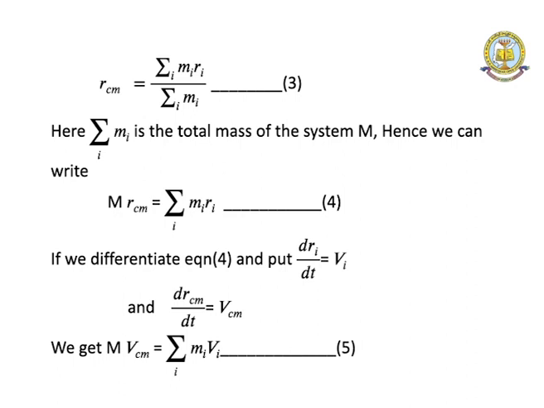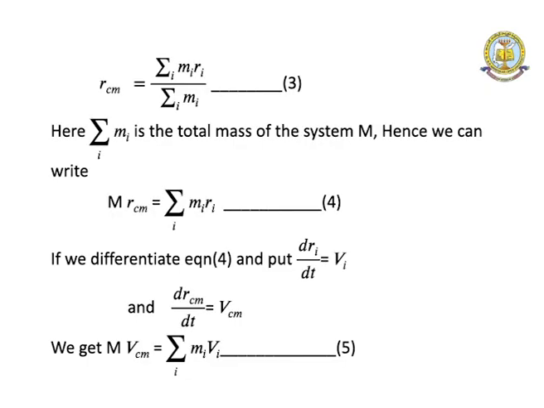So, rcm is equal to the summation of i equal to 1 to n of mi ri by the summation of i equal to 1 to n of mi. This is the position vector of the center of mass, rcm, in equation 3. We can write the summation of mi as the total mass of the system. Let us consider it capital M.